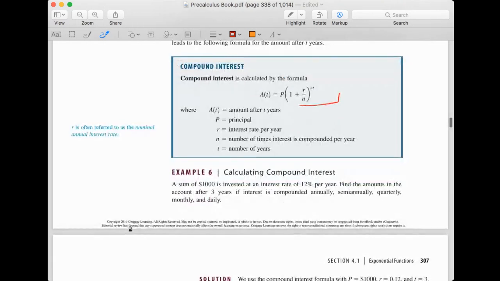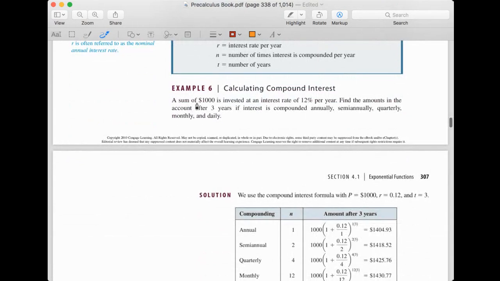Let's see an example. A sum of $1,000 is being deposited, with an annual rate of 12%. Let's find the amount after 3 years. If the interest is compounded annually, that means n equals 1. Just one time. The interest is calculated once each year, annually.